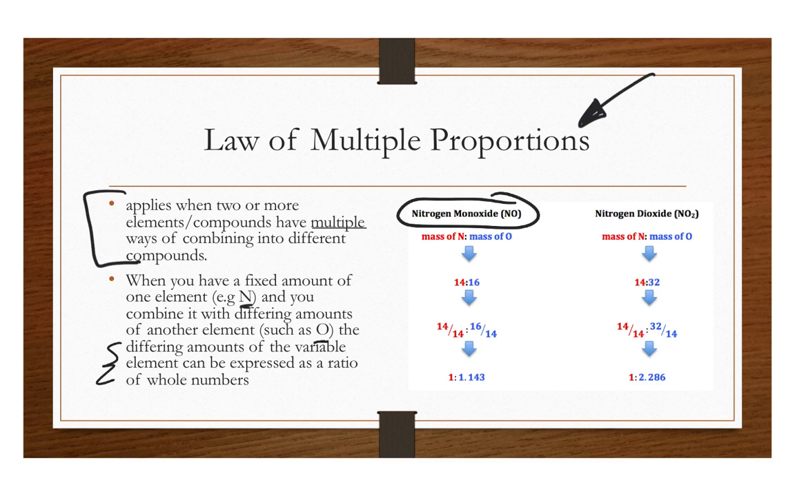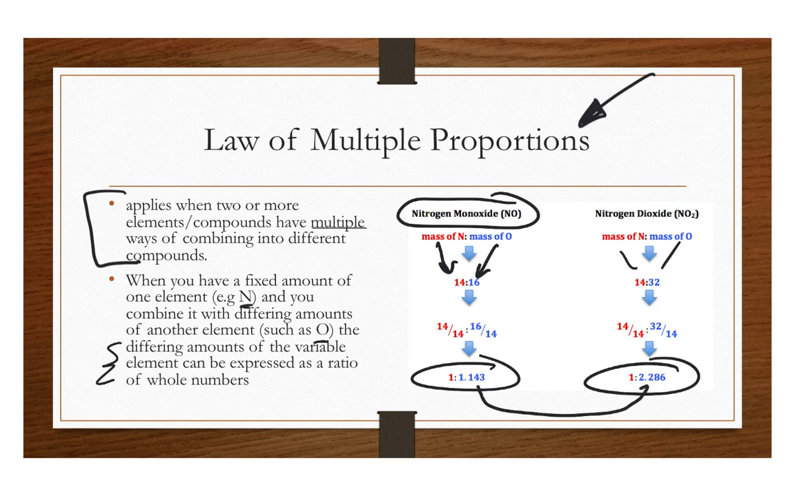So, for example, nitrogen monoxide. If I look at the mass of the nitrogen in that and the mass of the oxygen in it, I get a ratio of 14 to 16, or 1 to 1.143. If I look at nitrogen dioxide and I look at those masses, I get a ratio of 1 to 2.286, which again, this number is 2 times that number. So again, they can be expressed as whole number ratios of each other.